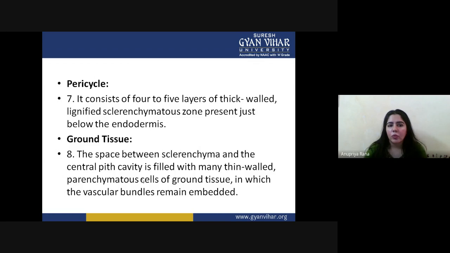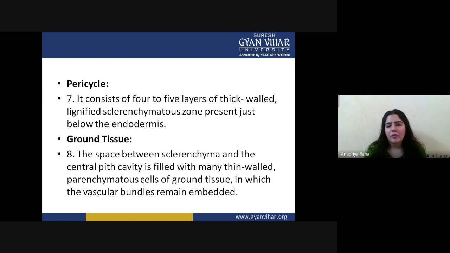Now all the zones, whether the epidermis zone, the cortex zone, or the stelar zone, all three regions start with simple tissue formation: parenchyma, collenchyma, and sclerenchyma. So these three are the first layer of each and every part of the dicot stem. It consists of 4 to 5 layers of thick walled, lignified sclerenchymatous cells present below the hypodermis.